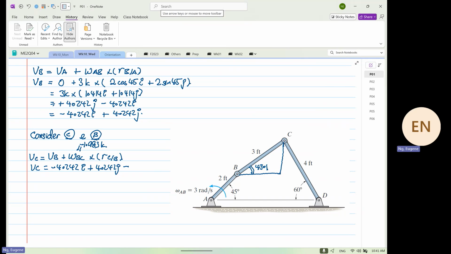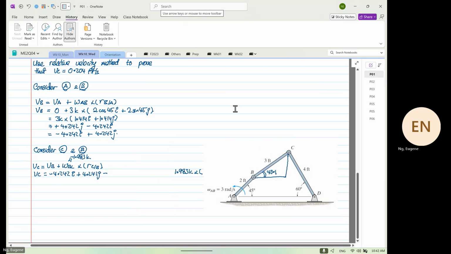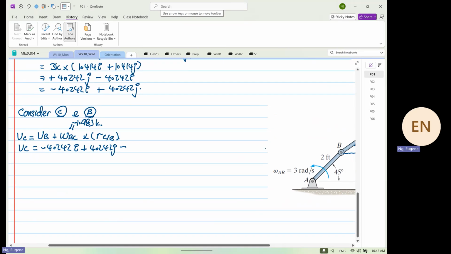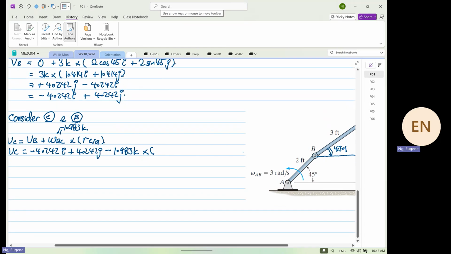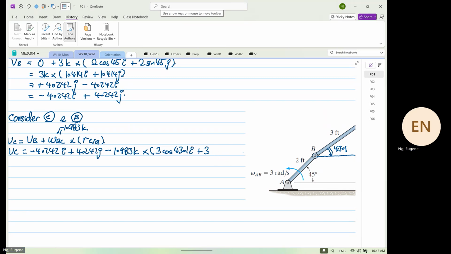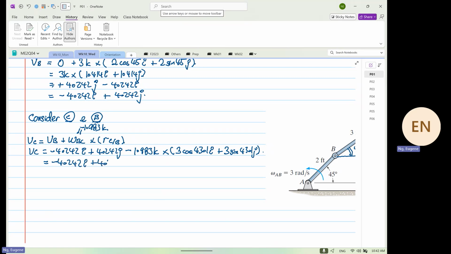So this is equal to minus 1.983K cross, and then we have our 43.1, so 3 cos 43.1 I plus 3 sine 43.1 J. Now we just need to put the numbers in. So this is minus 4.242 I plus 4.242 J.